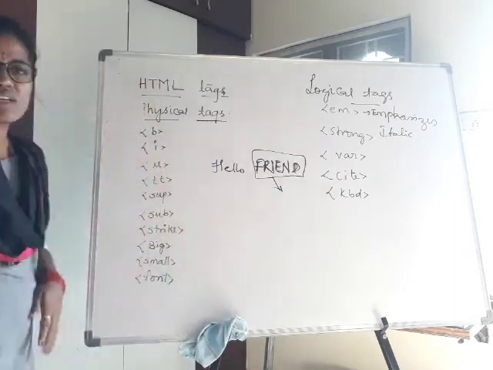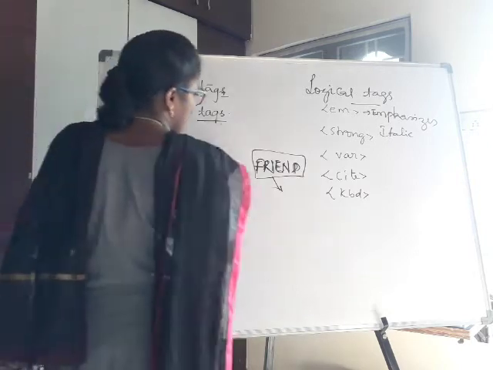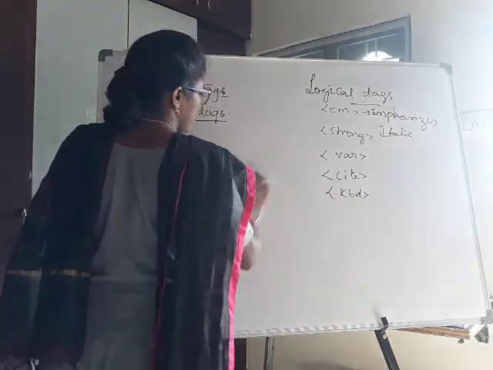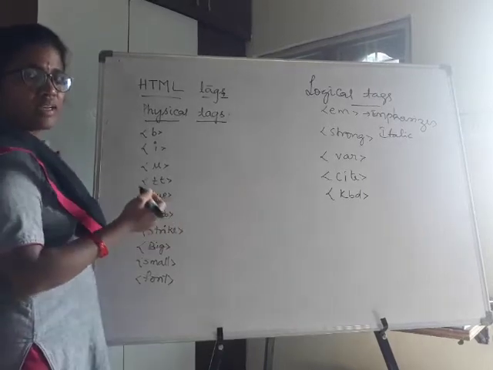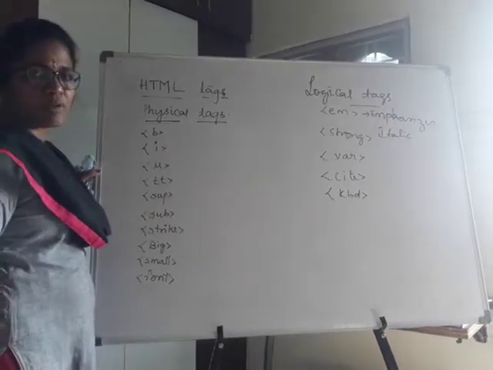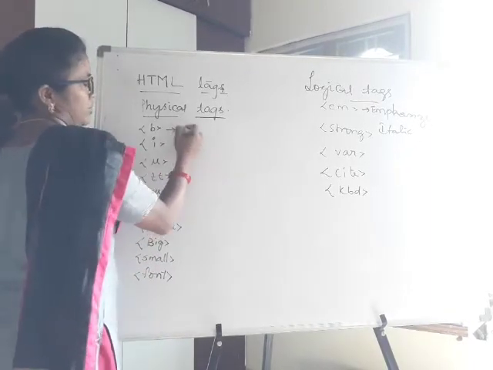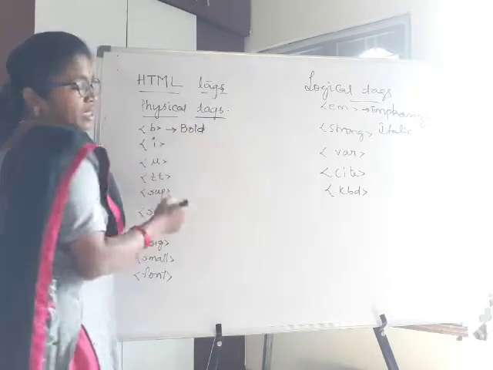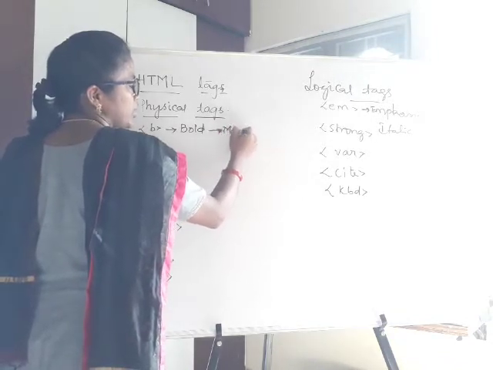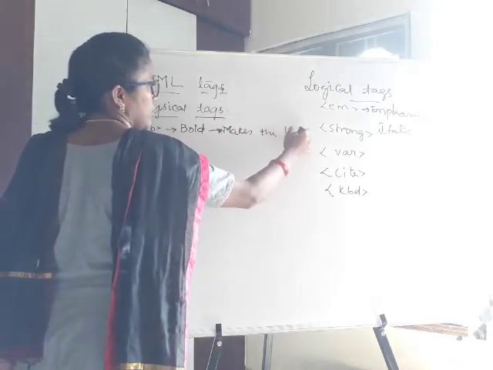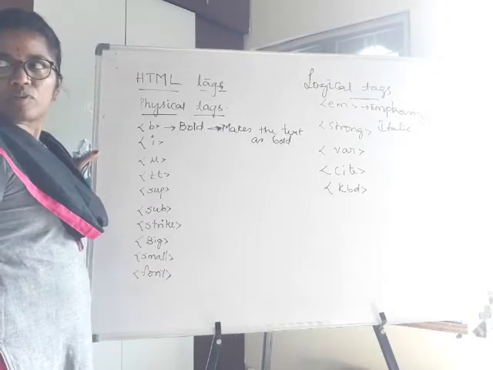So let me explain the physical tags available first. We'll see them one by one. First I'll explain all the tags, and next we'll continue with an example program for these physical tags as well as logical tags. So bold, this tag is called bold. It makes the text bold.